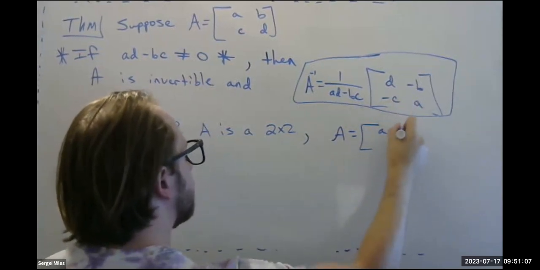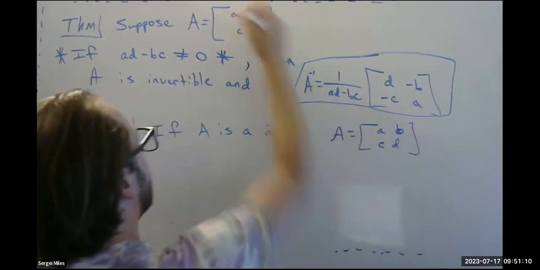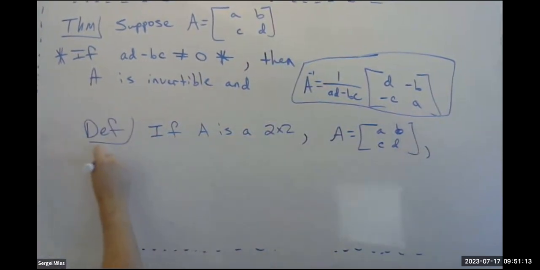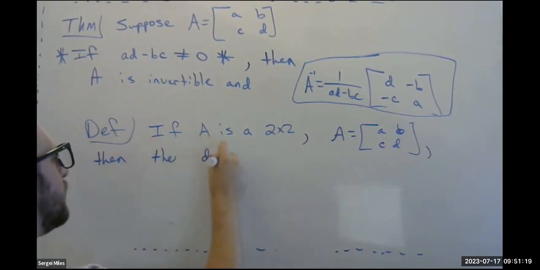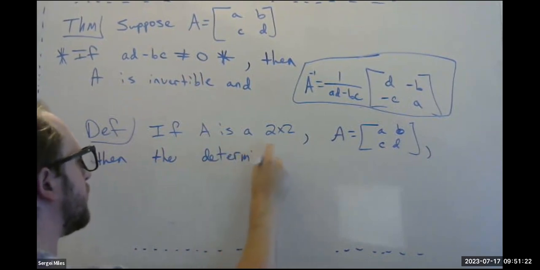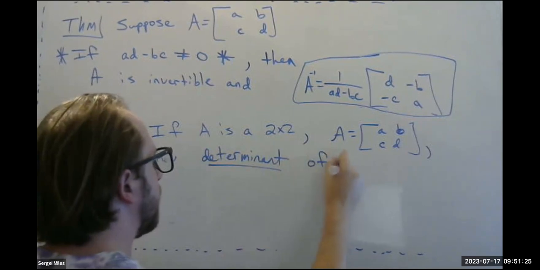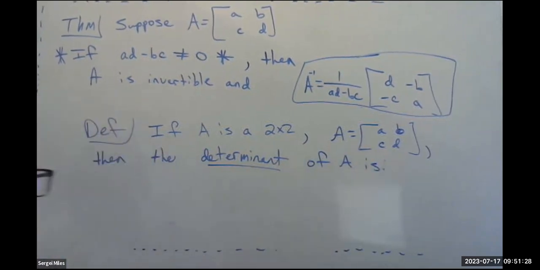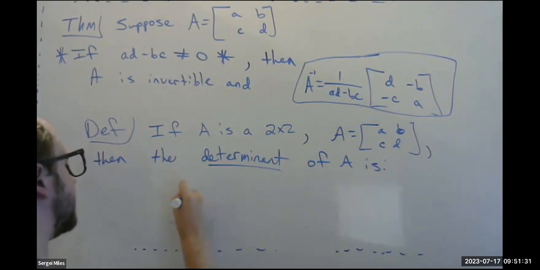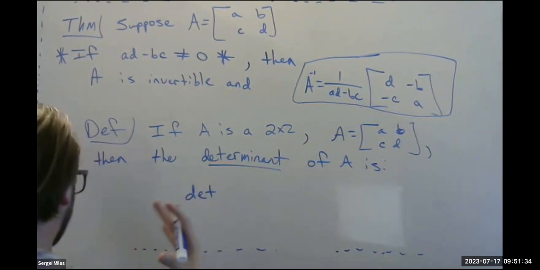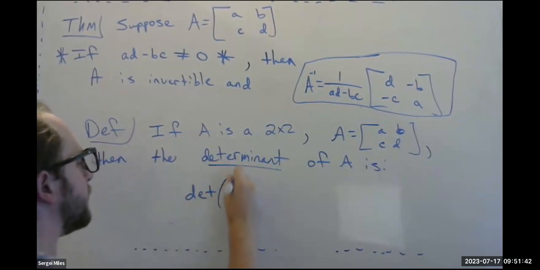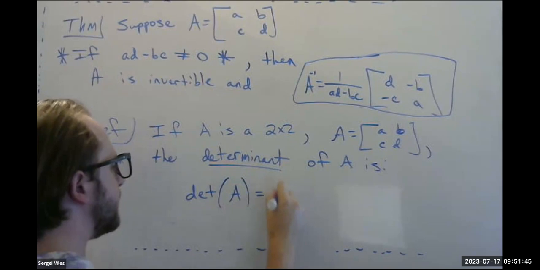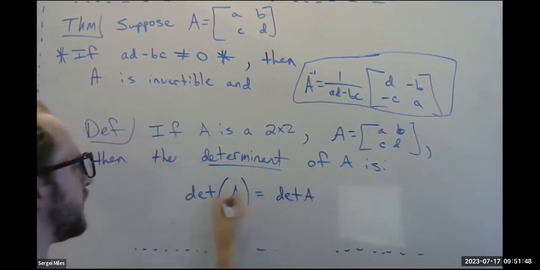so we're assuming A equals A, B, C, D, just like we have up here, then the determinant of A is, and oftentimes determinant is abbreviated as DET. Sometimes in other textbooks, if you have different sources you're reading, they either might do determinant parenthesis A, or they might drop the parentheses and just say determinant A. Either way, this is the same thing.